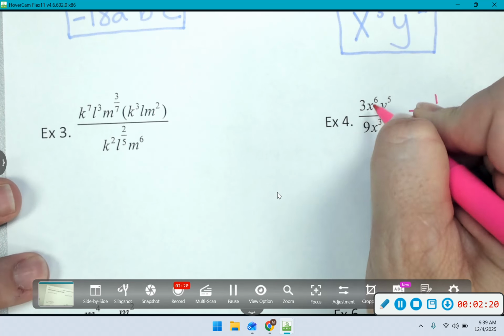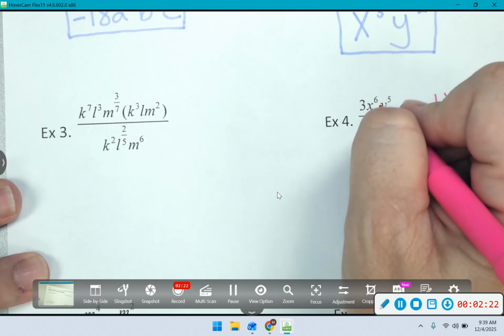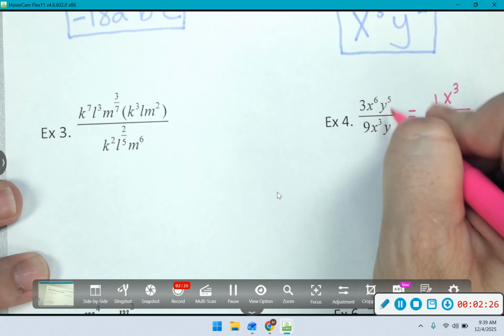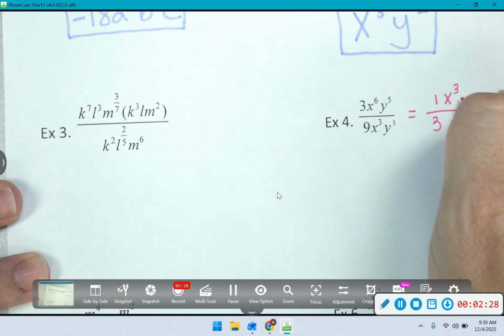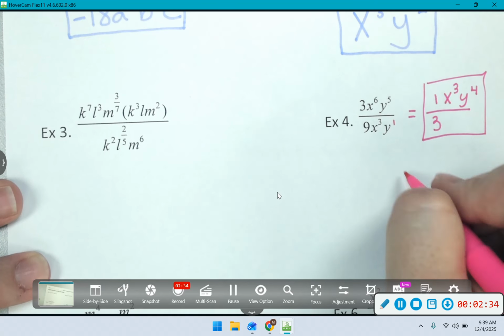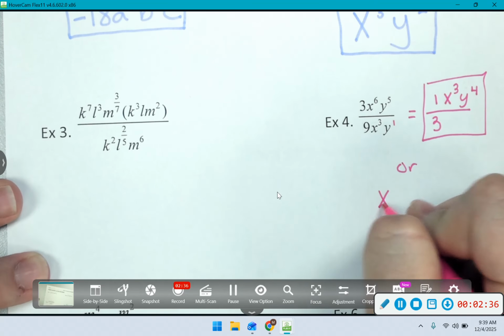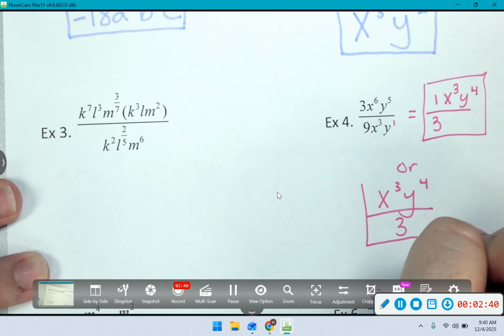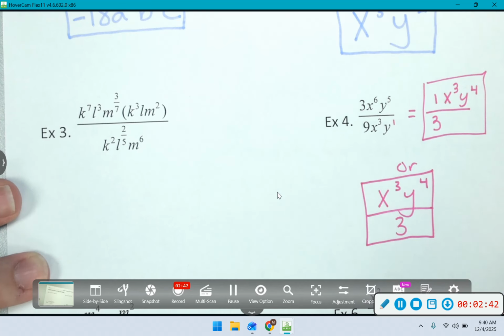Where do I have more x's? I have more x's on top. 6 minus 3 is 3. Where do I have more y's? If there's no exponent, put a 1. I have more y's on top. So 5 minus 1 is 4. So you can leave your answer like this. Or I want you to realize it could just be x to the 3rd, y to the 4th over 3. So you could also see it without that 1.